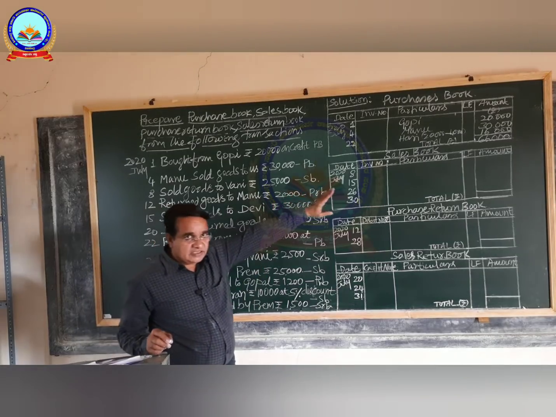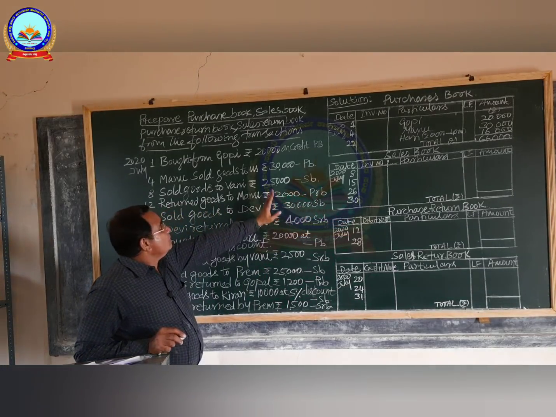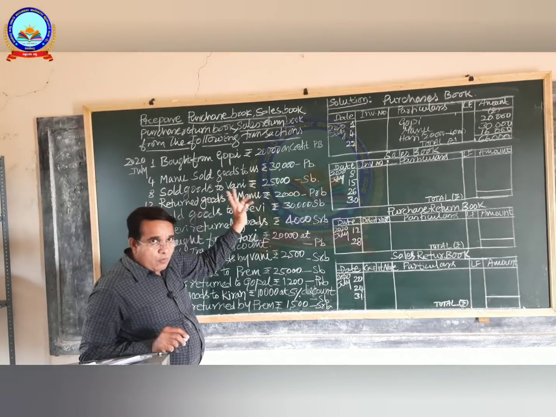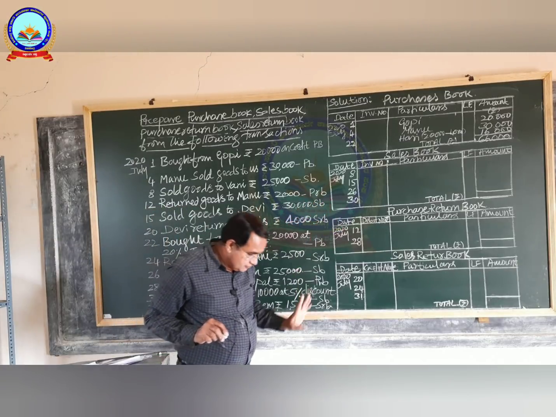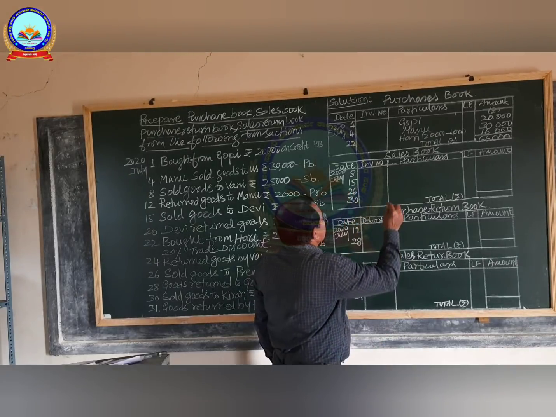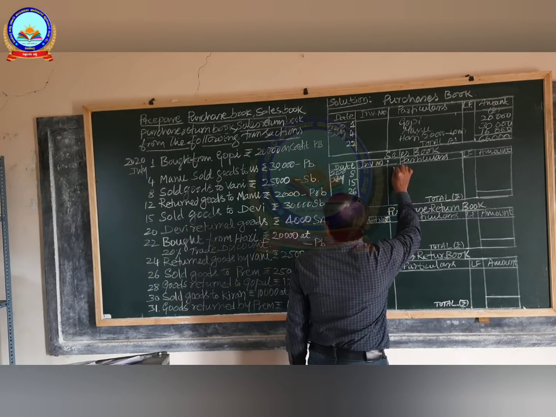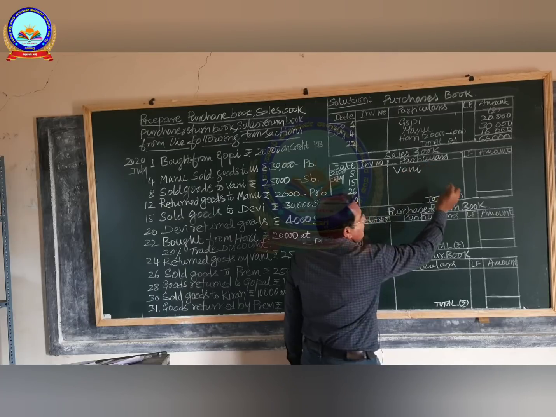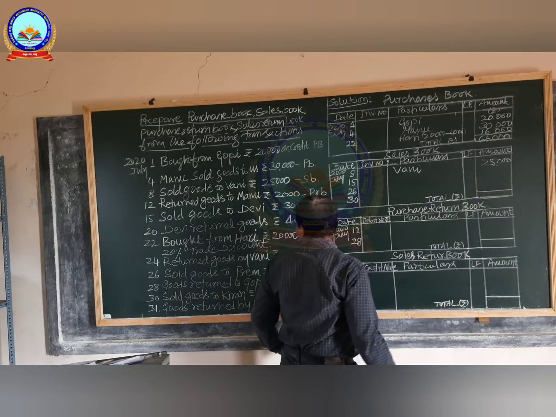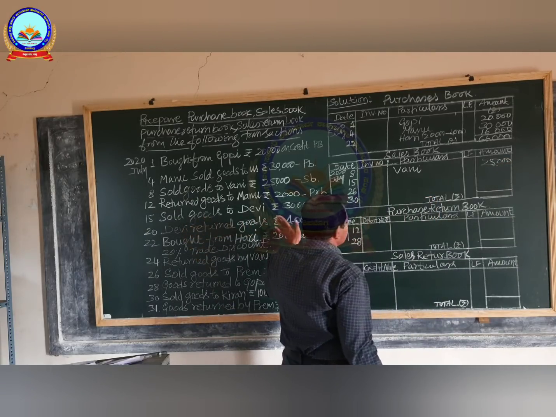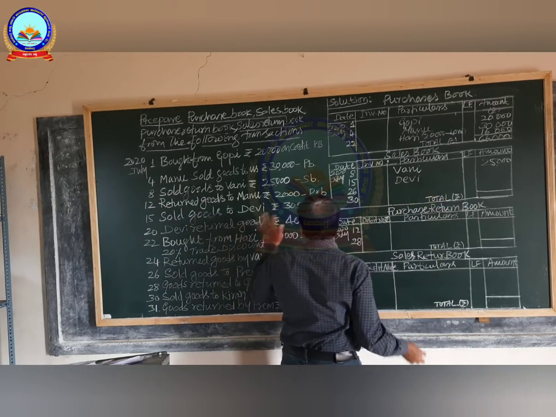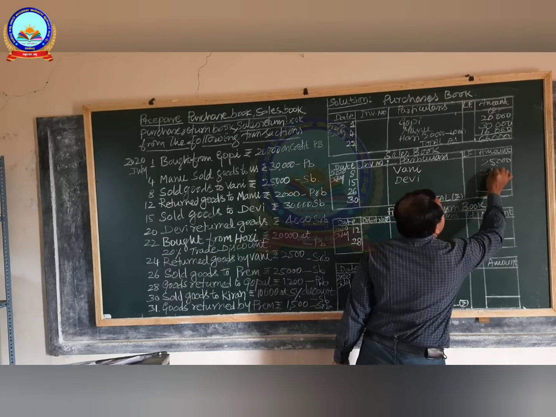Next, I will take up the sales book. In the sales book, on July 8, we have sold goods to Vani. This should be entered in the sales book. The date has already been written. Write the name of the customer, Vani, rupees 25,000. And on 15th, sold goods to Devi. Write the name of the customer, Devi, rupees 30,000.